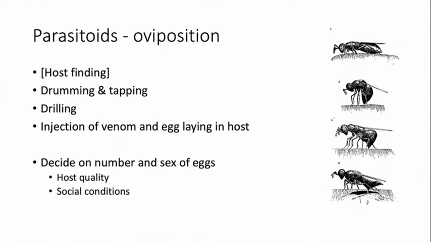First of all, a mother needs to find the host, and we skip over that completely. That's a whole ecological question. She then arrives at the host, and she starts judging the quality of the host. She does that by drumming on the host, tapping, drilling a hole in the host, and basically tasting the quality of the host. If she decides the host is good enough, she will inject venom in the host and start laying eggs in the host. And at that time, she decides on the number and the sex of the eggs. And she does that based on the quality of the host and on any social conditions, social interactions with other wasps.